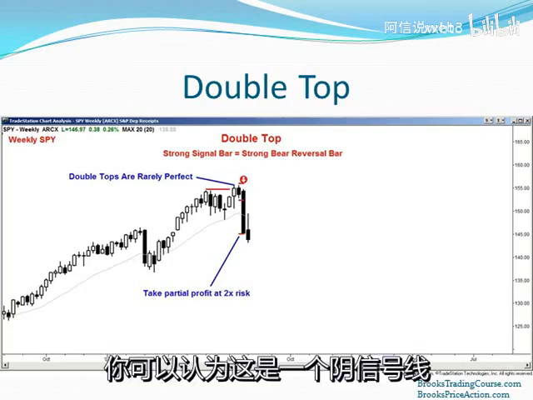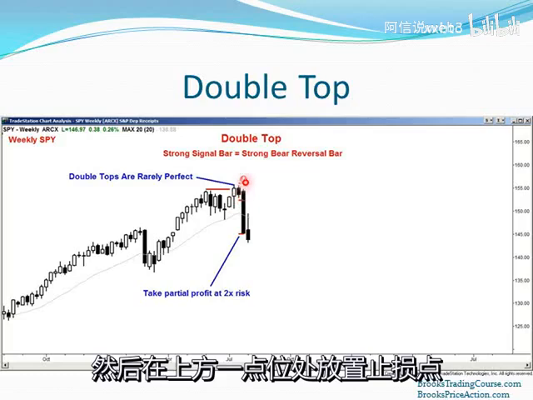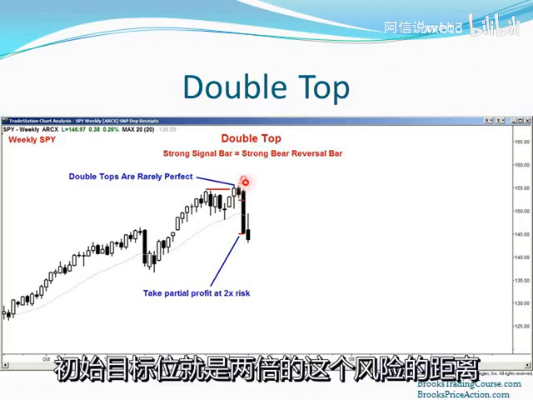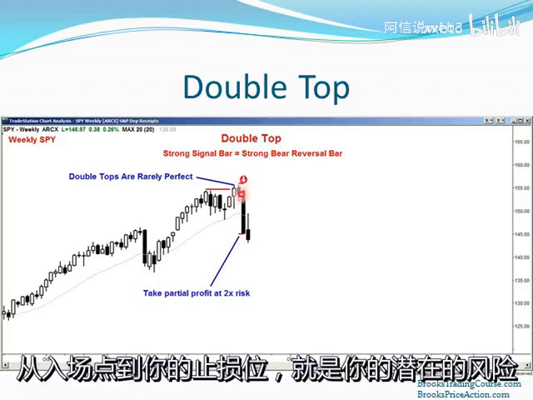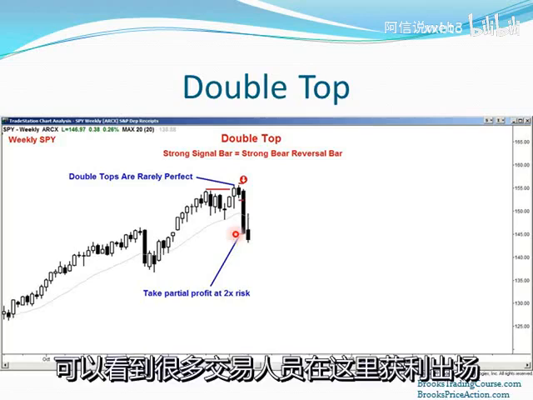You could argue that we have a bear signal bar. So you sell one tick below, and you put a stop one tick above, and your first target could be 2 times your initial risk. So that's your initial risk from your entry price to your stop. This red line is 2 times that risk, and you can see a lot of traders took profits here.